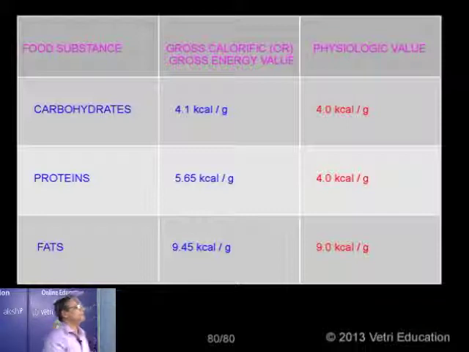With this I have concluded the various events of the digestive system. You can ask any questions later or post the questions. Now I would like to pass on to the next part, which is metabolism.